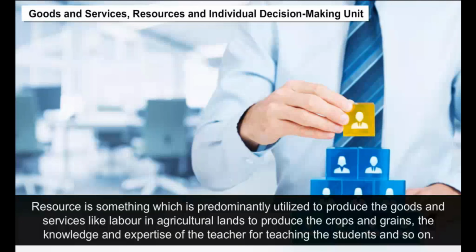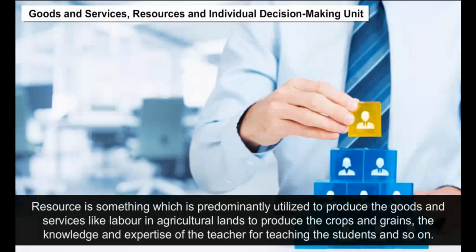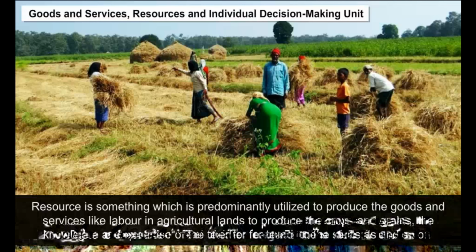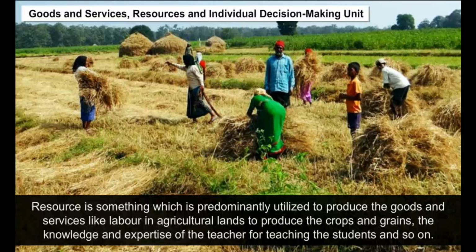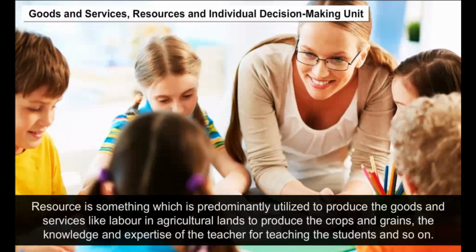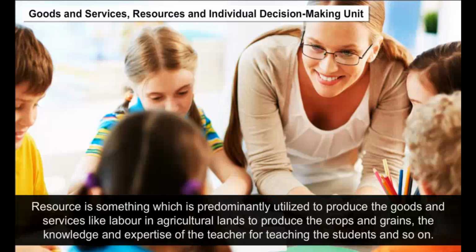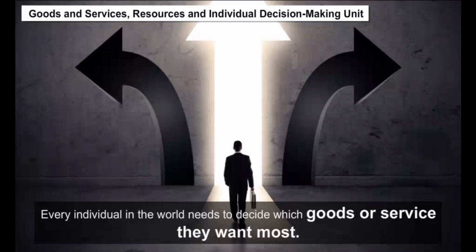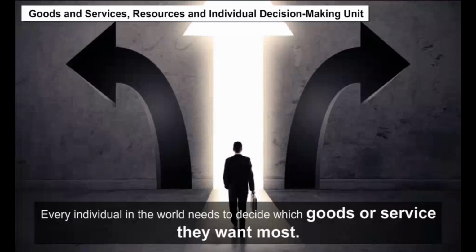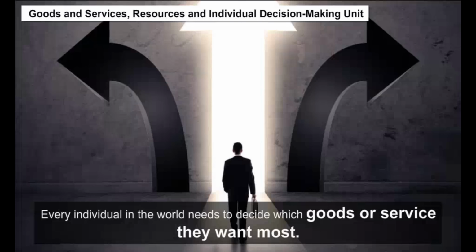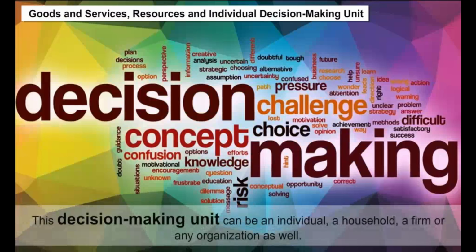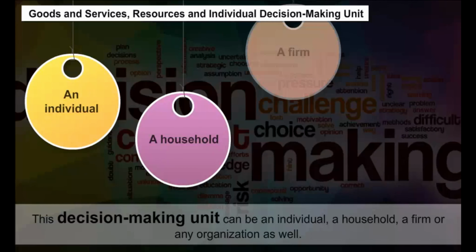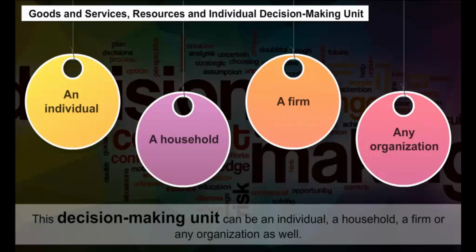Resource is something which is predominantly utilized to produce the goods and services, like labor in agricultural lands to produce the crops and grains, or the knowledge and expertise of the teacher for teaching the students and so on. Every individual in the world needs to decide which goods or service they want most. This decision-making unit can be an individual, a household, a firm, or any organization as well.